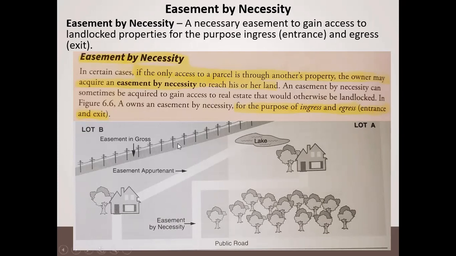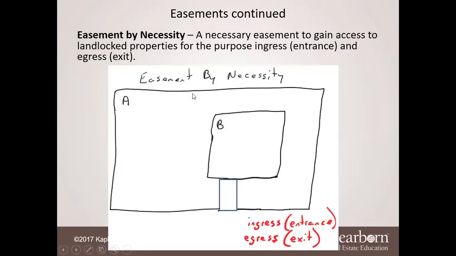I think I got some better examples coming up. Here we go. An easement by necessity. Here's an example. You have lot owner A and lot owner B. Lot owner B's property is completely surrounded by lot owner A's property. So how would lot owner B get to their property?